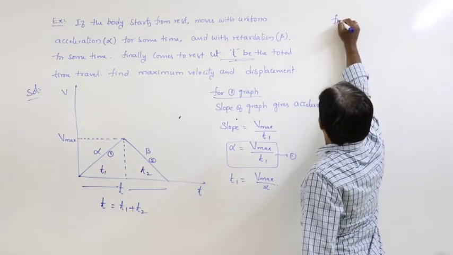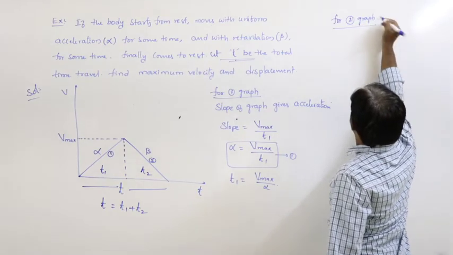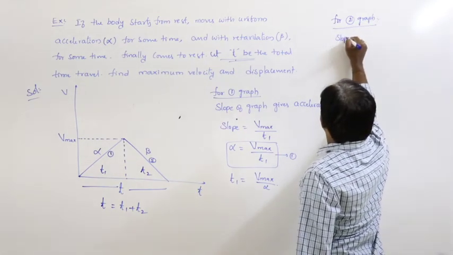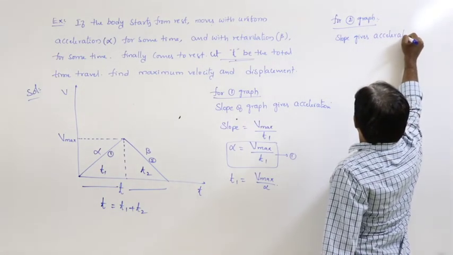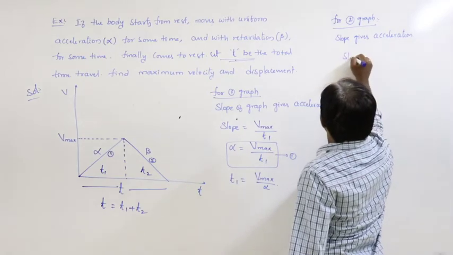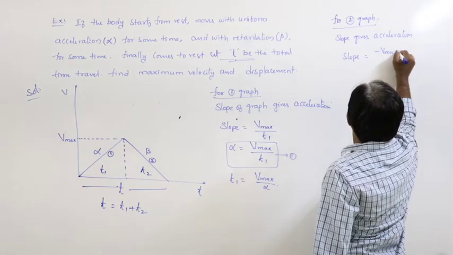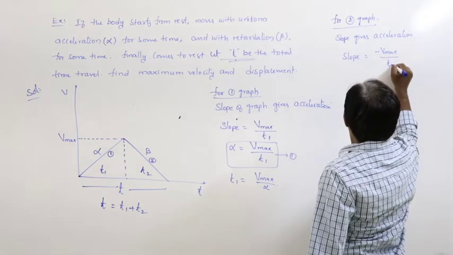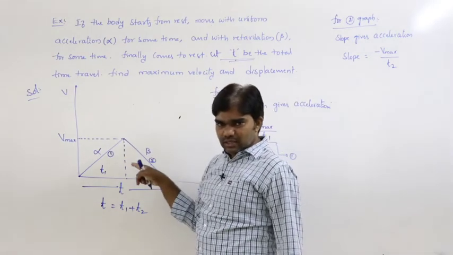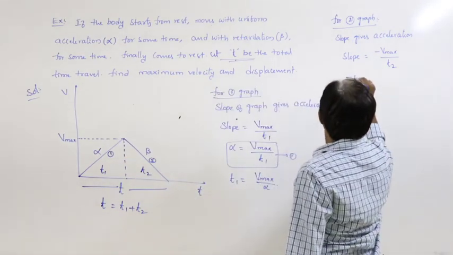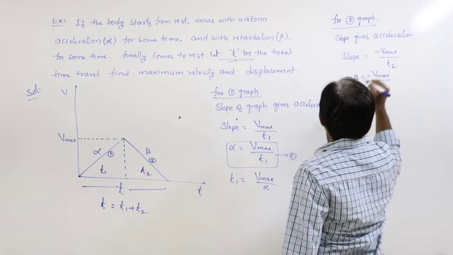Next, for the second graph, again slope gives acceleration. So slope is equal to y component, minus V max by T2, because it is moving with decreasing velocity. So minus beta is equal to minus V max by T2. Why is it minus?